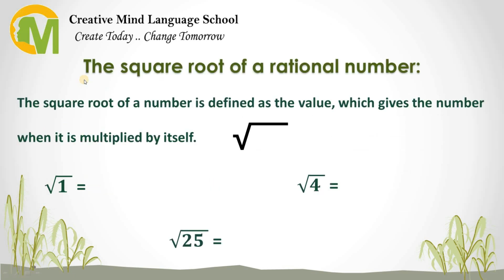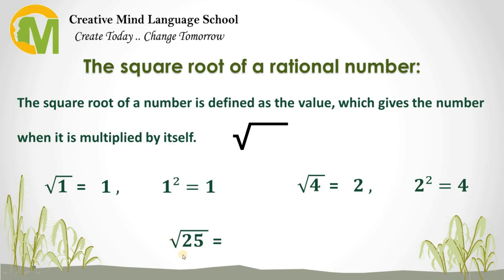After we understood the meaning of the cube root, let's return to the square root of a rational number. The square root of a rational number is defined as the value which gives the number when it is multiplied by itself 1 time only, and it is denoted by this symbol. So the square root of 1 is still 1, because 1 squared, or 1 power 2, equals 1. The square root of 4 equals, yes, exactly 2, because 2 power 2, or 2 squared, equals 4.